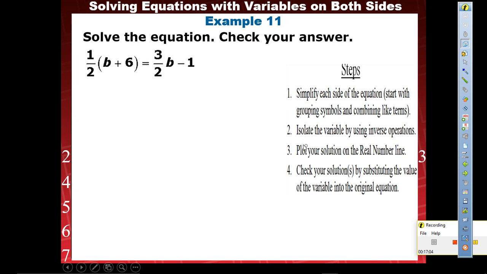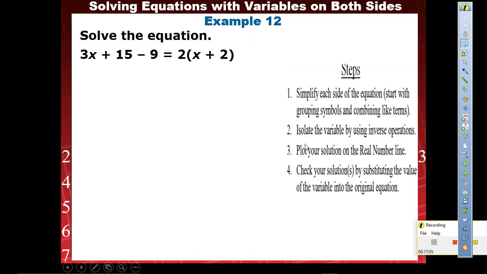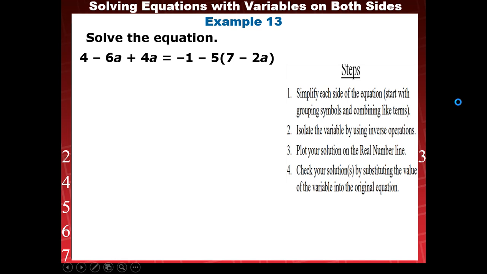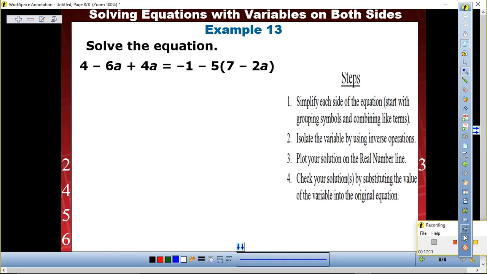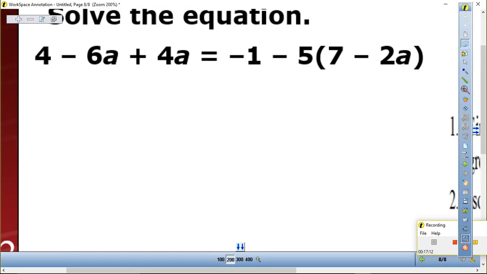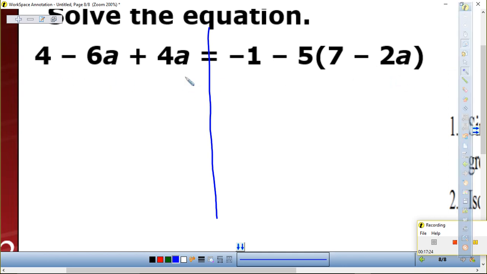So watch. Hold on. Look at this one. Don't copy it. Just look at it. So if I was to draw my line down, you're like, Mr. Q, but there's a bunch of variables. Okay, but can we simplify each side first? Yeah. So look at this one. Tell your neighbor what happens here.